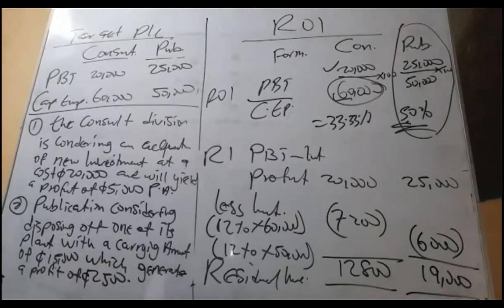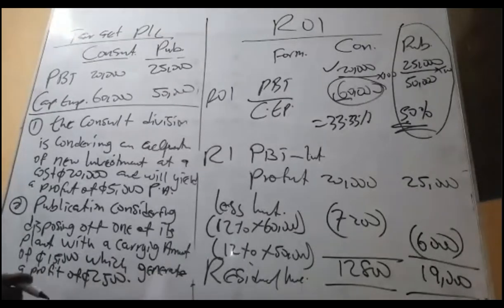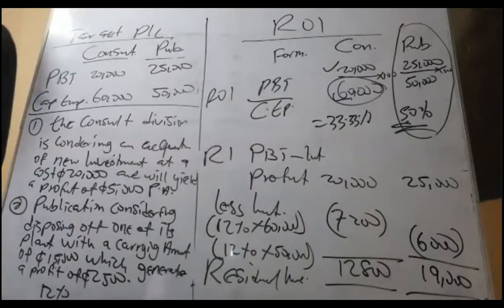Note 3 is the cost of capital. It's still 12%. So let me write it here: 12%. You are done. Calculate the return on investment and the residual income before and after the investment, for each of the divisions.